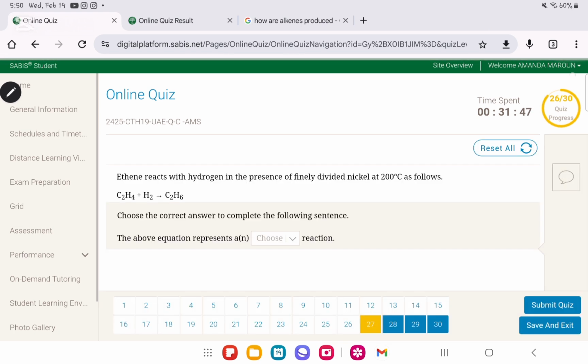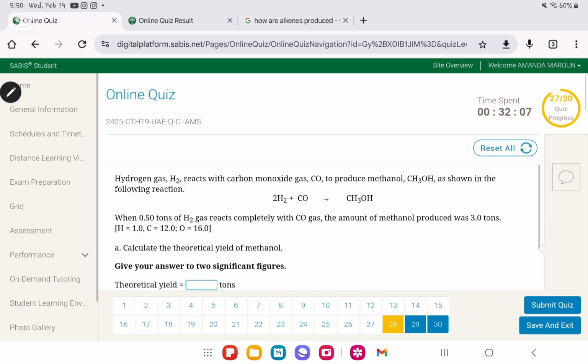Okay, moving on to question number 27. What does the above equation represent? We have an alkene and you are adding to it hydrogen, so this is an addition reaction, or the addition of hydrogen, which is hydrogenation. We move on to question number 28.